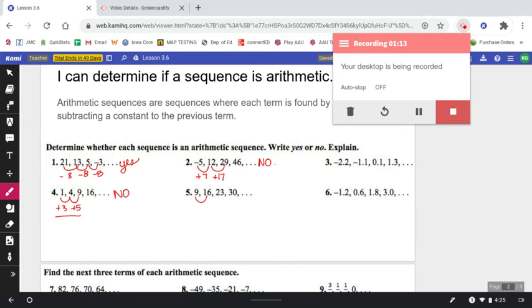On this one, 9 to 16 is plus 7. 16 to 23 is plus 7. And 23 to 30 is plus 7. Yes.